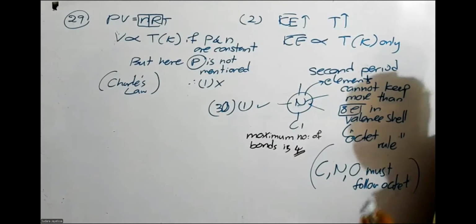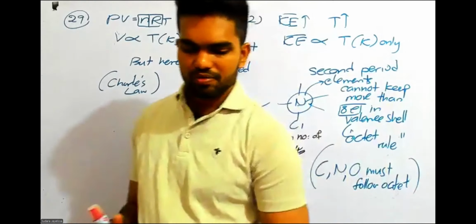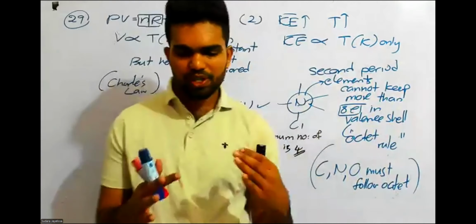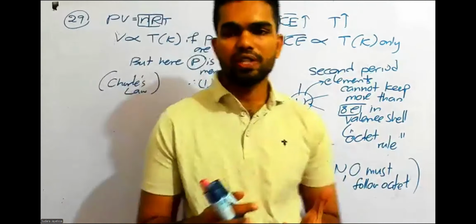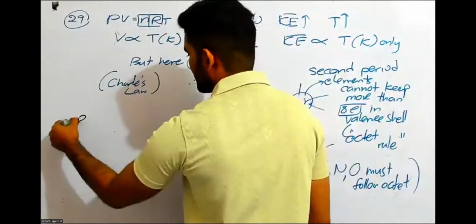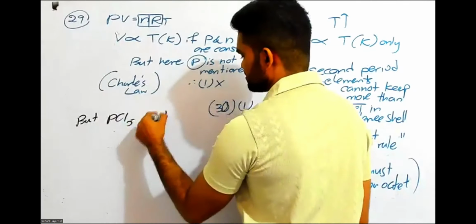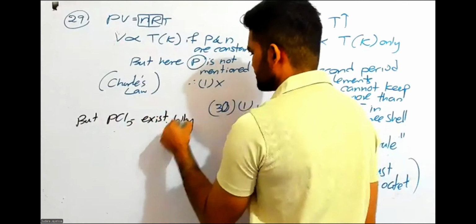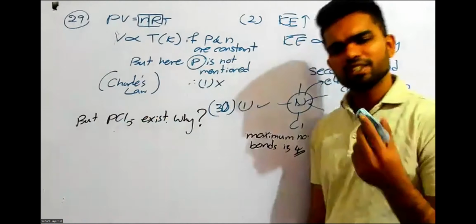So why has that happened? Why is this octet rule there? The reason is this, but my point is, why could phosphorus do this one? Phosphorus can keep more than 8 electrons, and PCl5 exists. Nitrogen NCl5 does not exist, but PCl5 exists. Why?